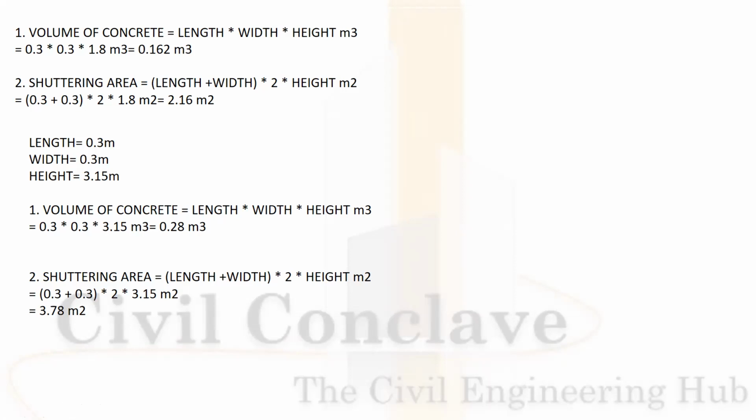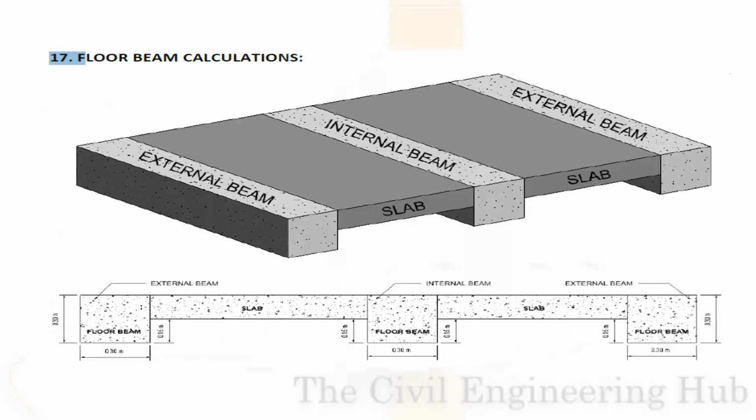Now again we come to superstructure. Length is 0.3 meter, width is 0.3 meter, height is 3.15. See, you see the image, one side 3 meter, another side is 3.15. So volume of concreting, length into width into height, that is 0.3 into 0.3 into 3.15 will make you 0.28 cubic meter. Shuttering area, length plus width multiplied by 2 into height is equal to square meter. That is 0.3 plus 0.3 whole multiplied by 2, 3.15, that is 3.75 square meter.